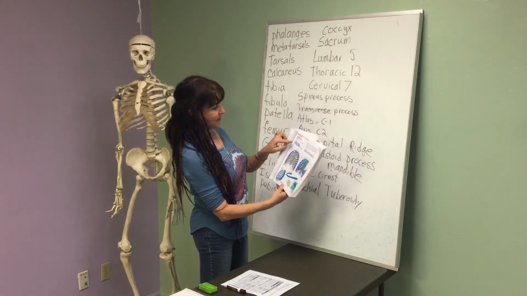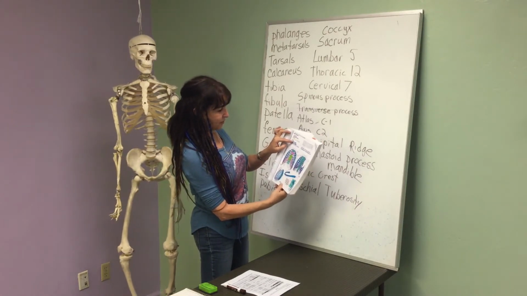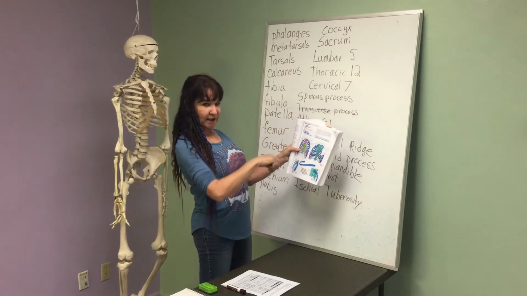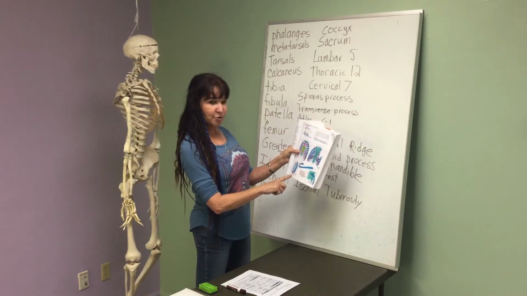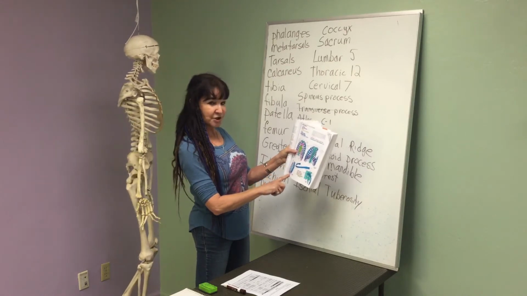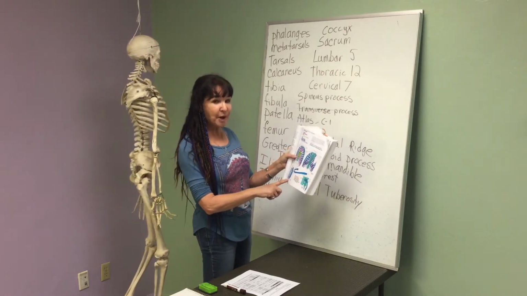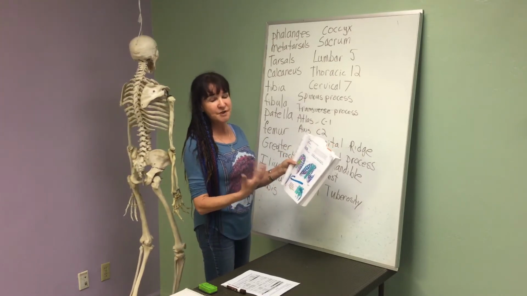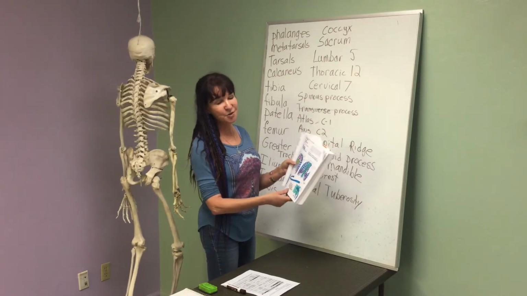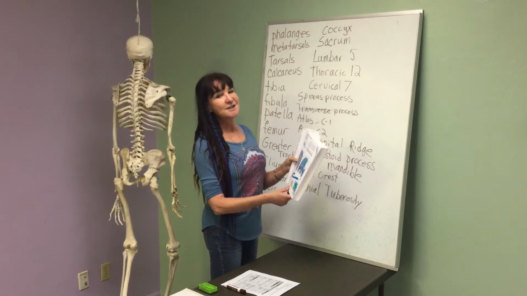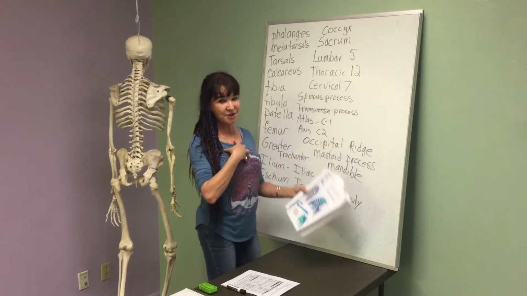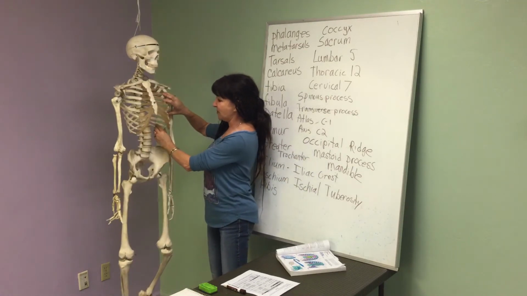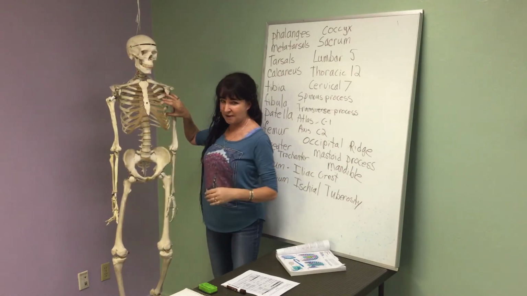It says 12 ribs or 12 pairs of ribs, and the very bottom or the very inferior ribs are the ribs that are not attached. So you have 2 pairs of ribs that are floating. So we could say you have a total of 12 pairs of ribs, 10 pairs of ribs attached to the sternum, and 2 pairs of the ribs are floating ribs, do not attach to the sternum.